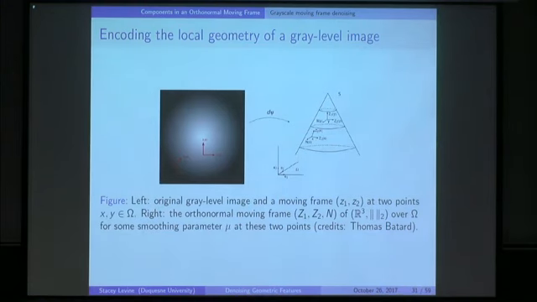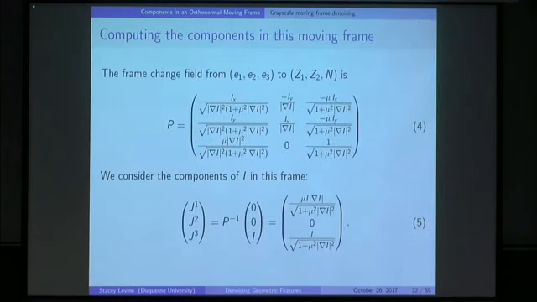Thomas had made a very nice picture illustrating this. This is a simple cone represented as an image in a surface. Your Z1 and Z2 point in the gradient and level line directions, and N is normal to the surface. So the grayscale case is fairly straightforward. The nice thing about formulating it in this way is the frame change field has a nice explicit form. You can compute the components very simply, and in fact the middle component ends up just being 0. So we really only have two components to process.